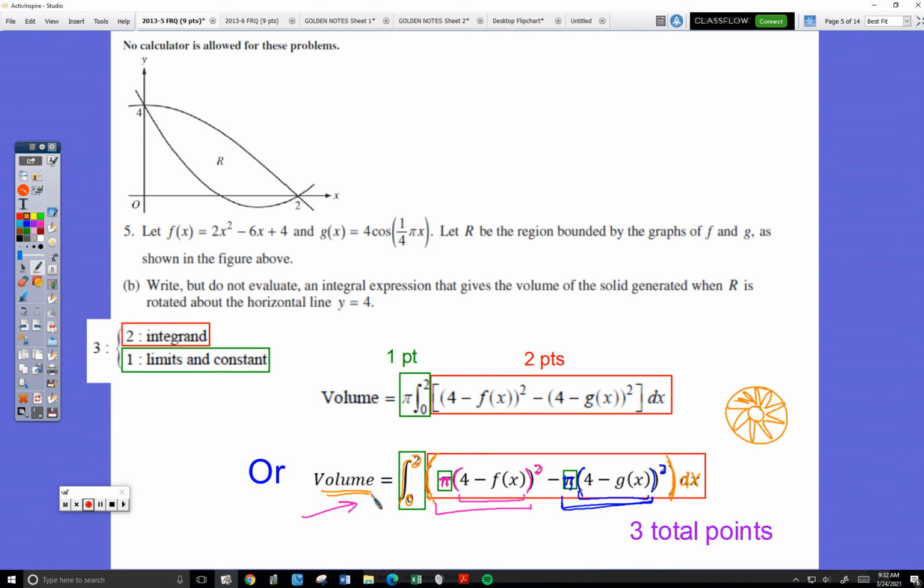They give 2 points if the integrand is correct. You've got to be very careful. You must have everything, and you must have all the right parentheses. You must have the dx, then you get 2 points. If you have the right limits, and you remember to have pi where it's supposed to be, they give you a third point for a total of 3.